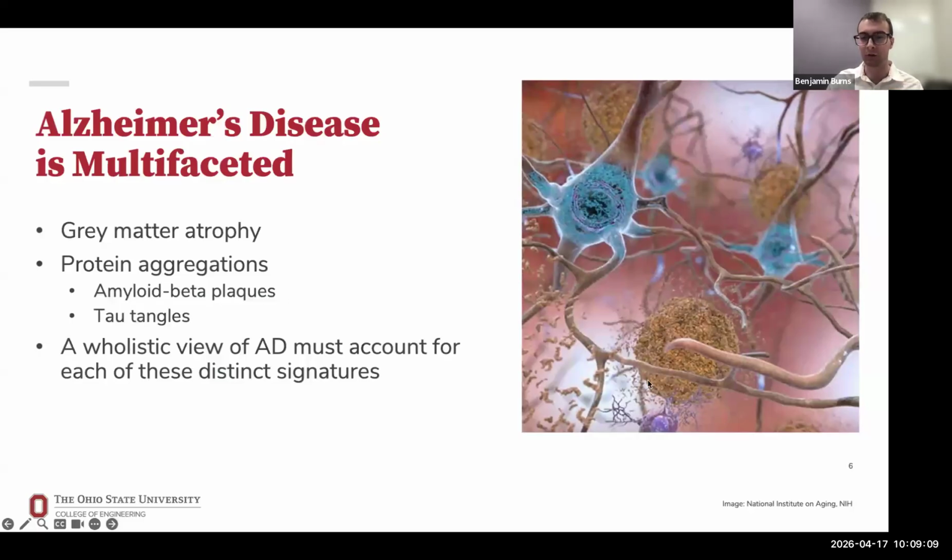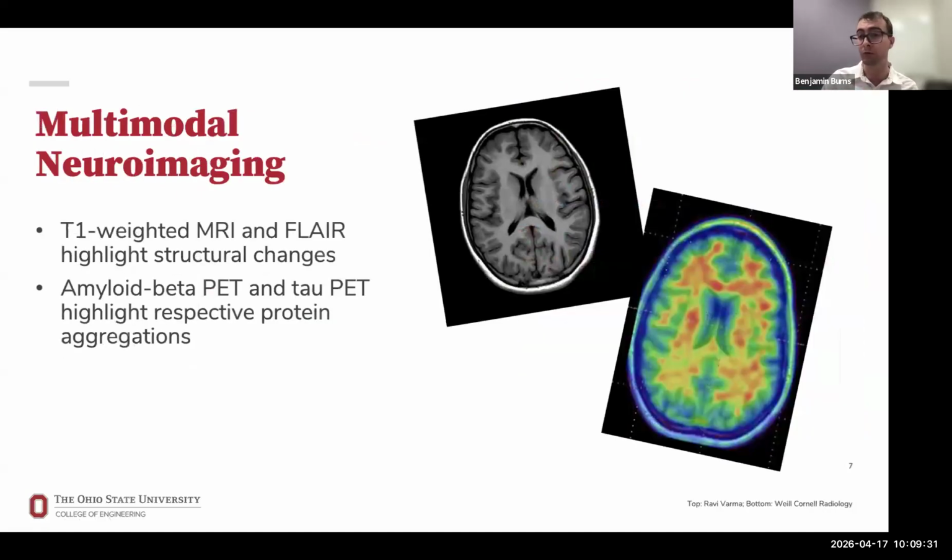which are these yellow spherical clusters in the image to the right, and tau tangles, which are the blue clusters inside of the neuron cells. And if we want to obtain a holistic view of a patient's current condition concerning Alzheimer's disease, then we need to have a way of accounting for each of these distinct signatures. And fortunately, multimodal neuroimaging allows us to gain these different views.